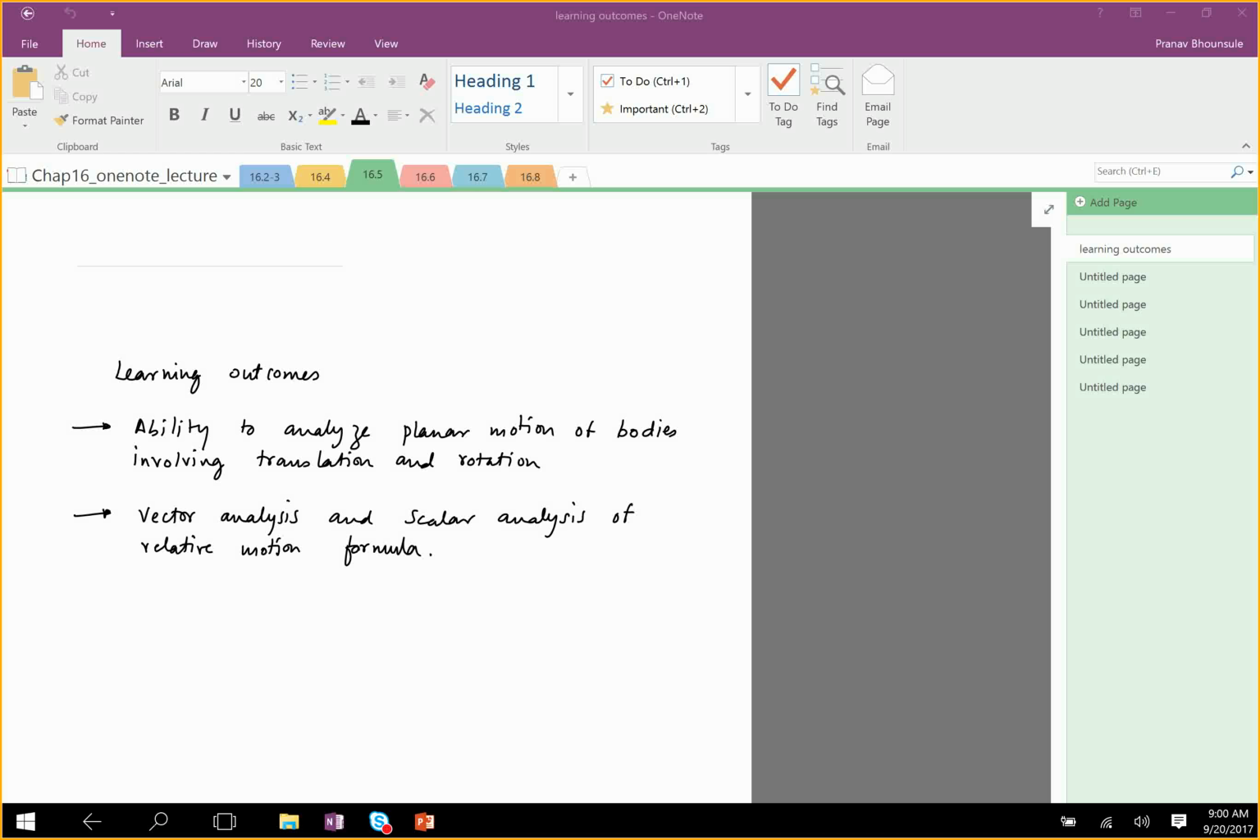Okay, so today's class will talk about relative motion of rigid bodies. Something similar was done in particles where we talked about velocity of one point with respect to another. So this is the analogous part in the rigid body world.